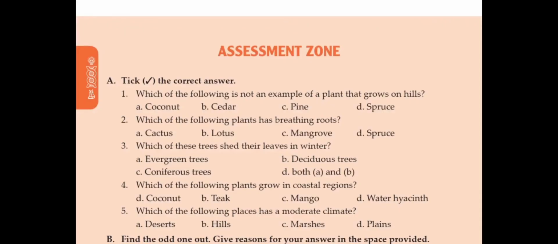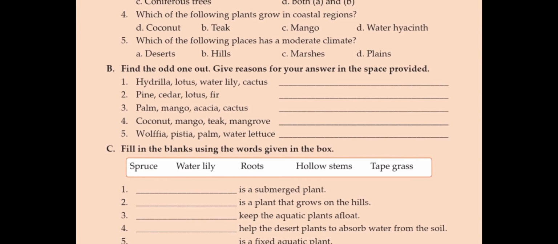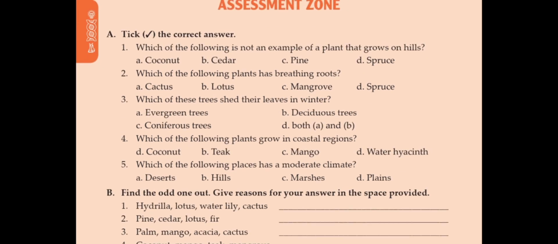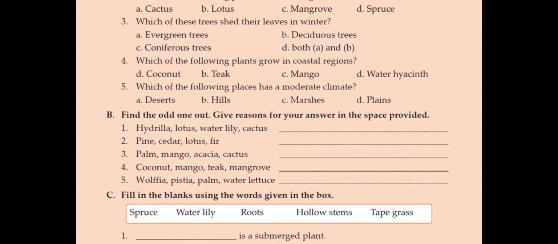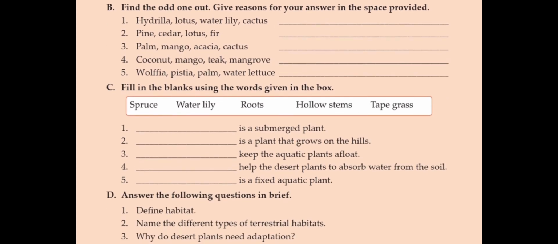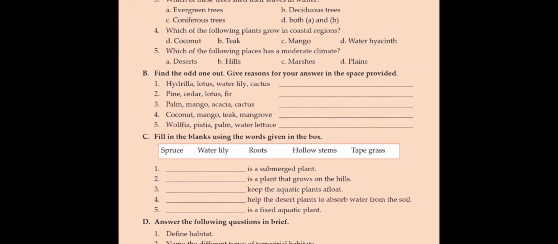Assessment zone. This exercise you have to do. See the questions. Question number 1. Choose the correct answer. You see the questions and choose the correct answer. And B. Find the odd one out. Give a reason for your answer in the space provided. And C. Fill in the blanks using the words given in the box. And D. Answer the following questions in brief. So this exercise is for you.